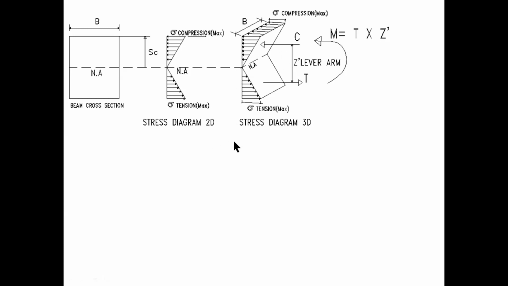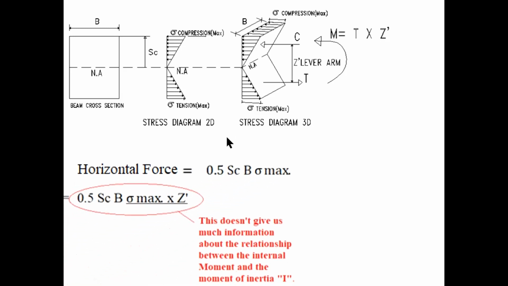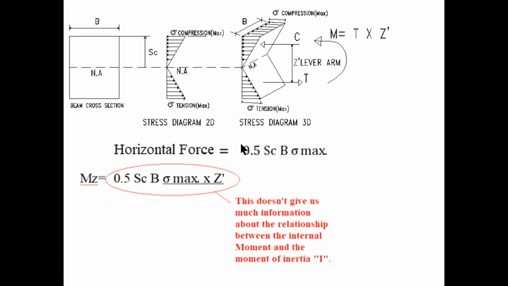Then the internal moment would just be the force resultant multiplied by the lever arm z dash. So we have the force resultant, which is the area of the triangle, half base times height, multiplied by sigma max.